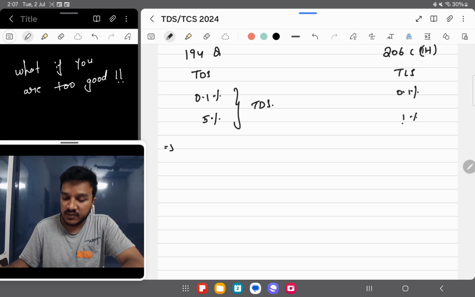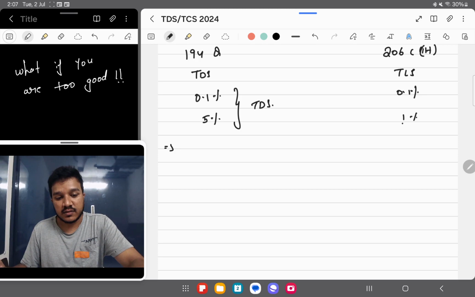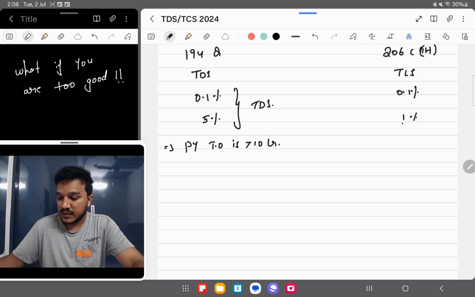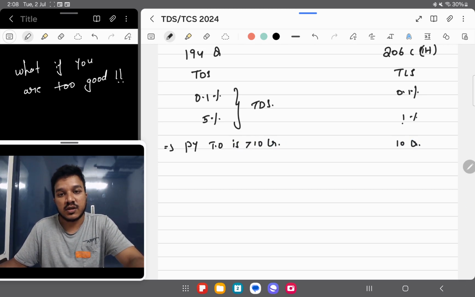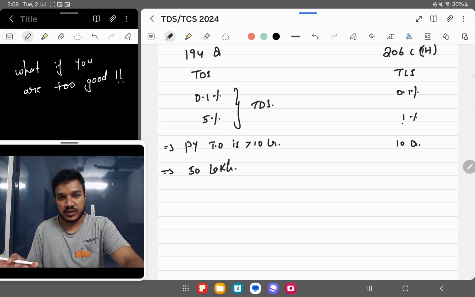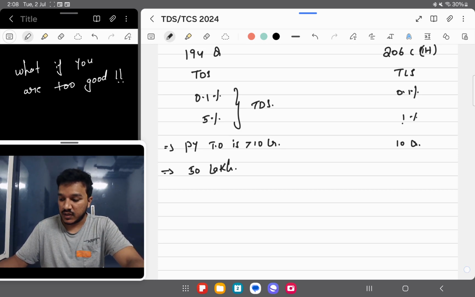Now the first thing you need to see is whether the previous year turnover of that person is more than 10 crores. Same here, previous year turnover should be more than 10 crores. That is the first condition. The second one is that purchases and sales over the year in aggregate should be more than 50 lakhs. Up until 50 lakhs these provisions are not applicable, but if it is more than 50 lakhs, only then are these provisions applicable.